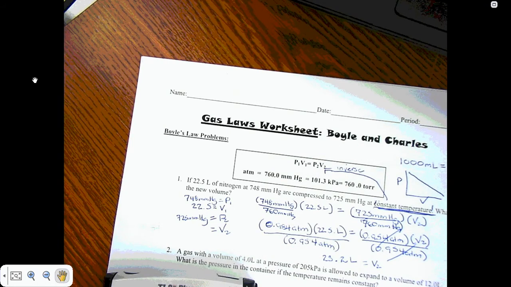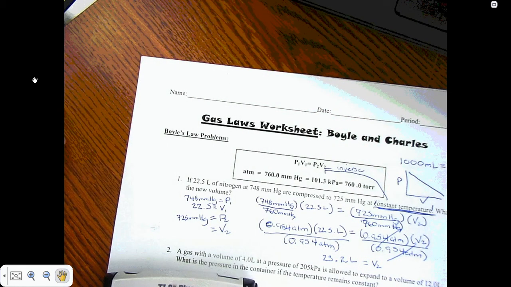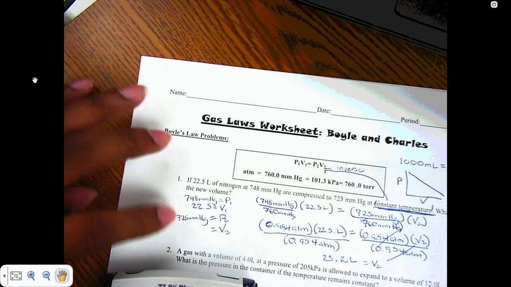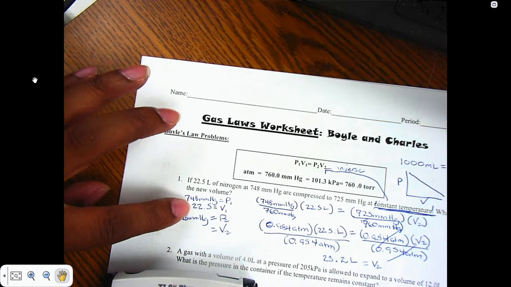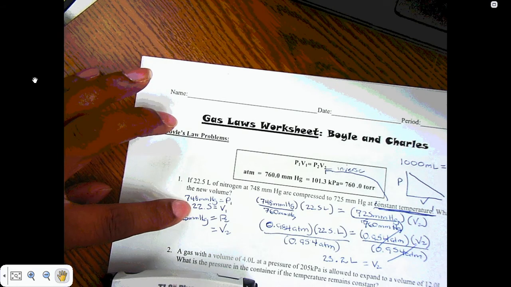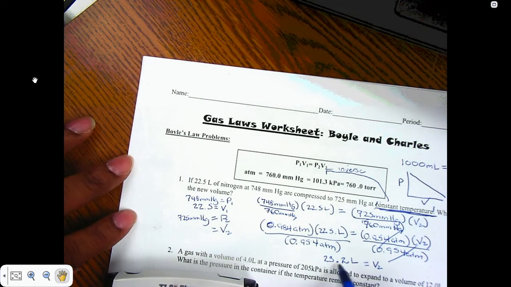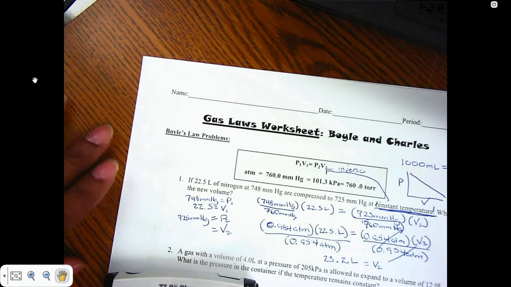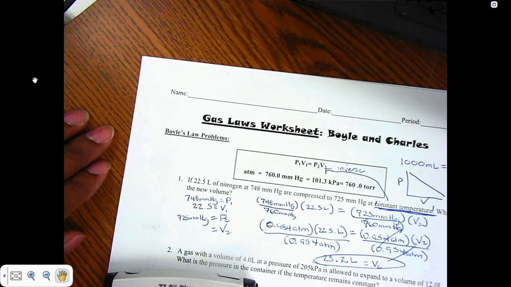Now, what should be noticed is if you compare the values of P1 to P2 and V1 to V2. P1 has a value of 748, and that value decreases to 725. And because there's an indirect relationship, this is going to imply that going from V1, which is 22.5, we should expect this value of V2 to increase. That value does increase. We didn't know prior to actually solving the problem by how much it increases, but we should know that because of the inverse relationship, this number does increase.